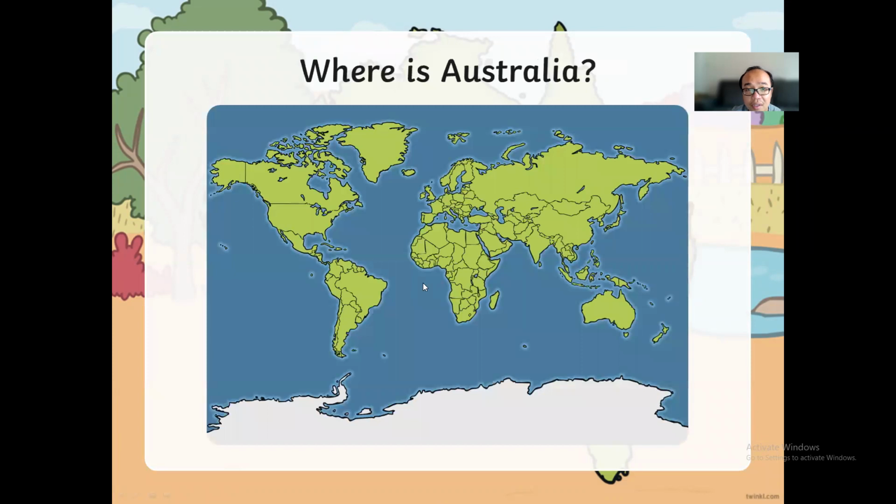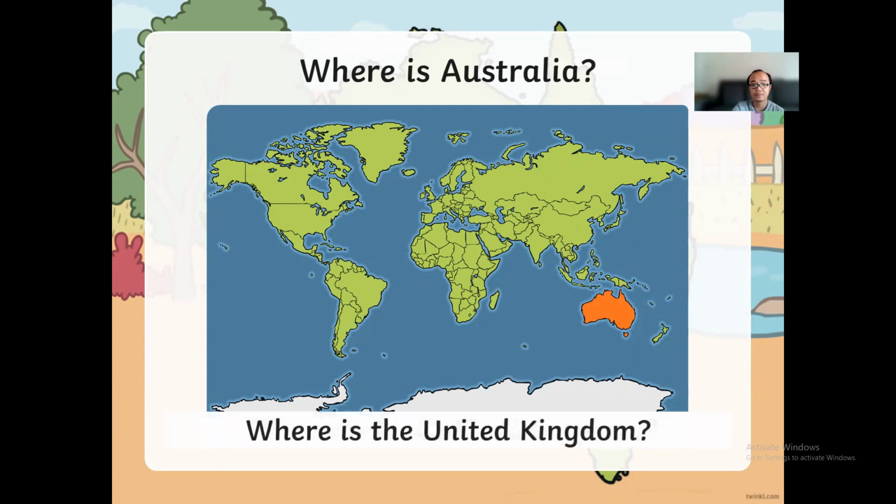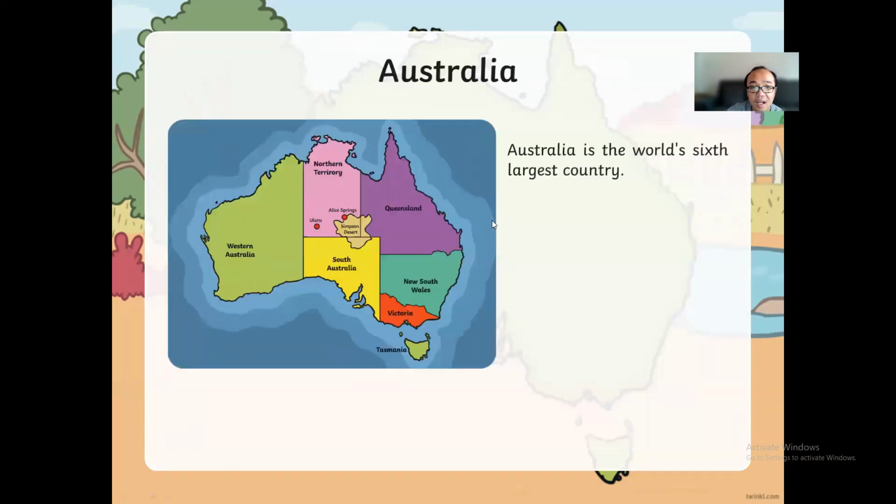So where is Australia? It's over here. So this is Australia and this is Thailand. When you fly to Australia, it takes about 7 to 8 hours. Okay, 7 to 8 hours. Where is the United Kingdom? Okay, this is the UK. It's related to Australia. Okay, United Kingdom.